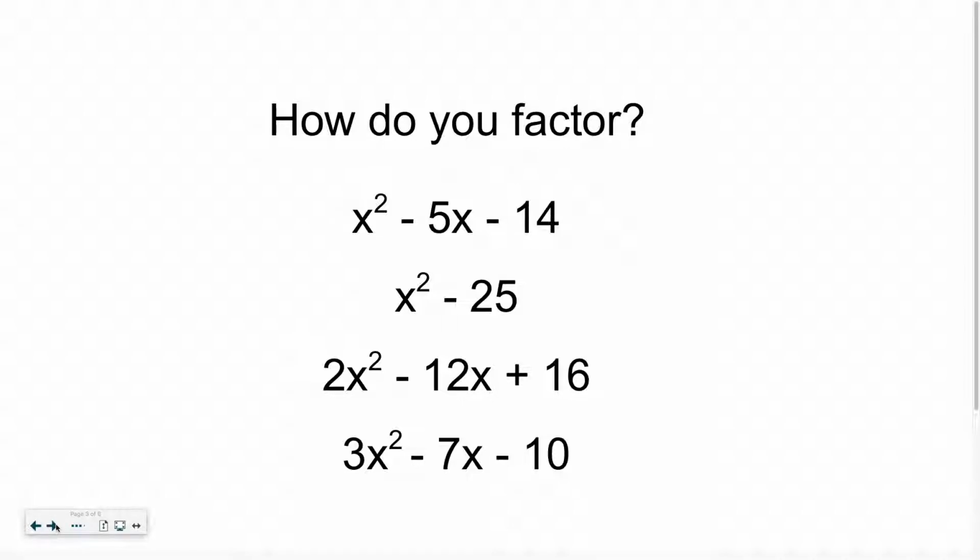Like factors and multiples. I know you find two numbers that multiply to 14 and add to 5. It's whatever the sign is. This would be negative 7, it'd be 2 negatives.